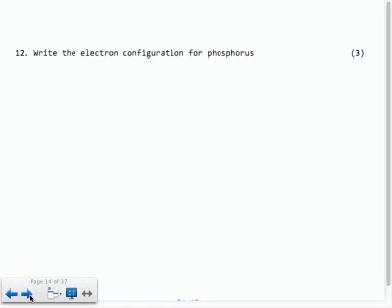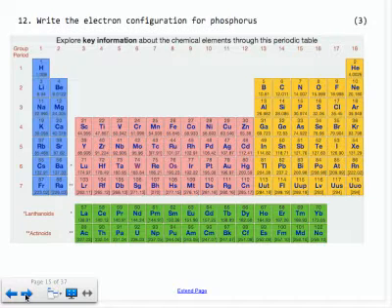What is the electron configuration for phosphorus? So the first thing we need to know is how many electrons does phosphorus have? So if we look on the periodic table, phosphorus is right here. Okay, it is number 15, so it has 15 electrons.